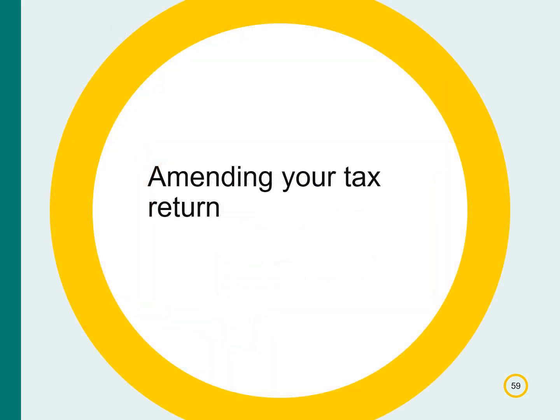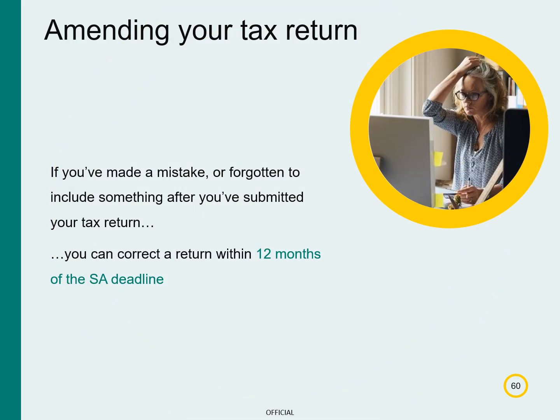Now let's look at amending your tax return. If you realise you've made a mistake or maybe forgotten to include something after you've submitted your tax return, don't panic. You can correct a return within 12 months of the self-assessment deadline.